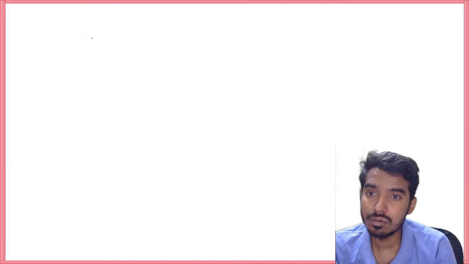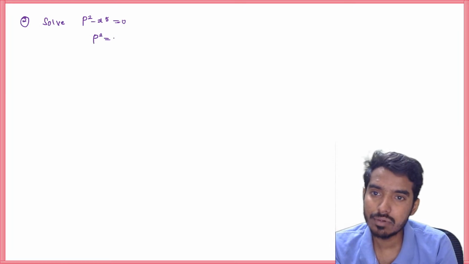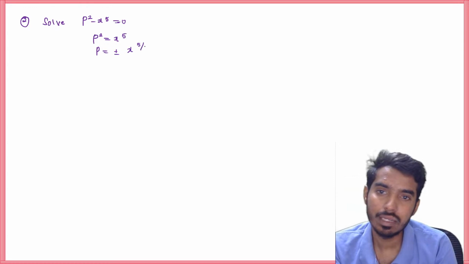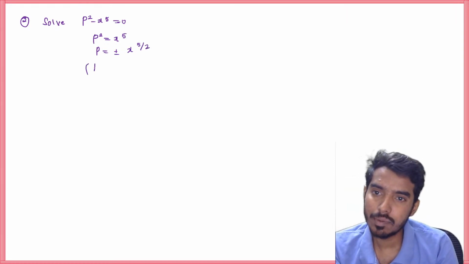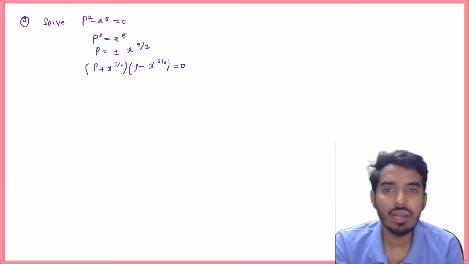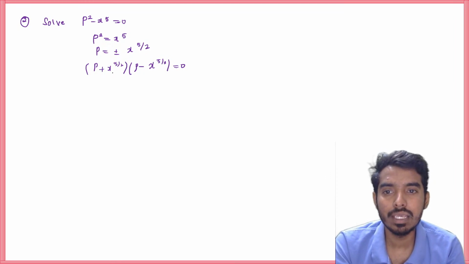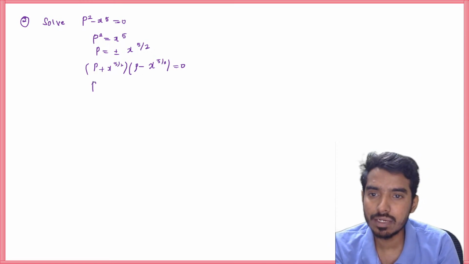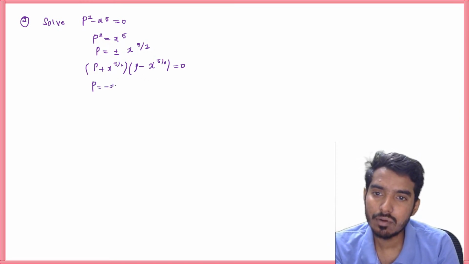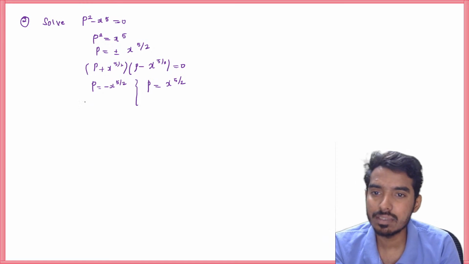Yes, p square is equal to x power 5. That means p is equal to plus or minus x power 5 by 2. That means p plus x power 5 by 2 is one term and p minus x power 5 by 2 is the other. It is solvable for p because it can be put in the form p minus f1 of x comma y, p minus f2 of x comma y. Now you have to put everything equal to 0. So we have p is equal to minus x power 5 by 2 and we have p equal to x power 5 by 2. Now solve these equations separately.